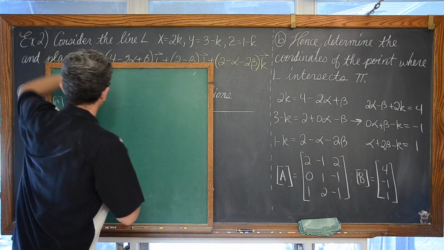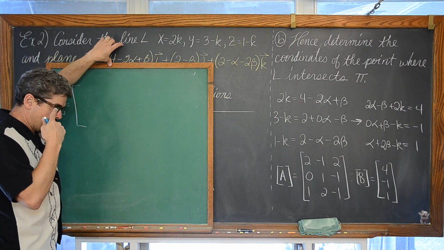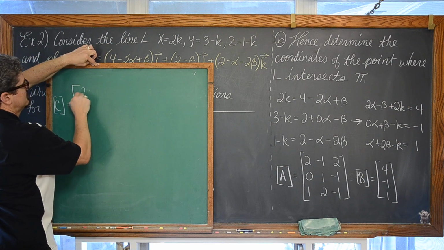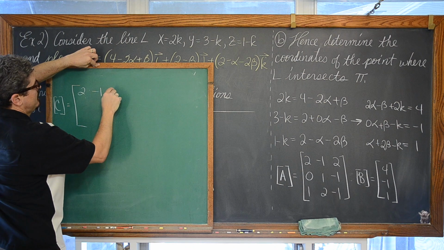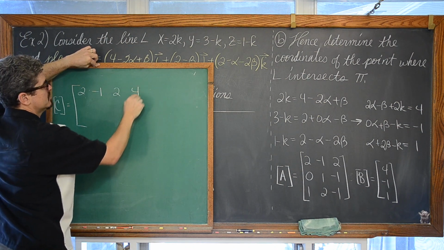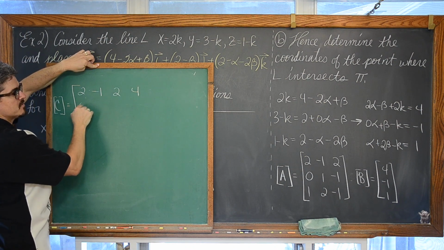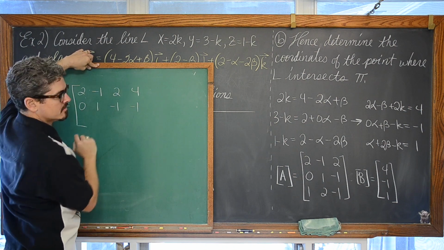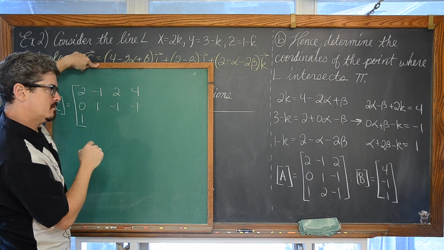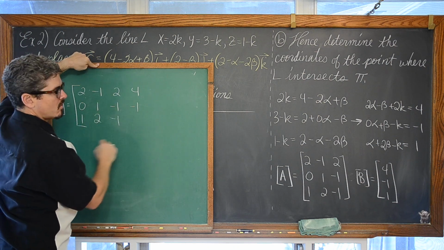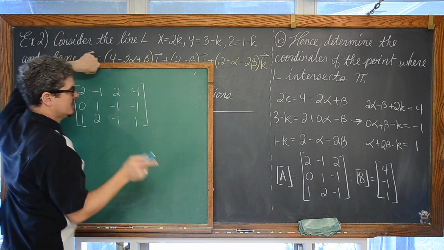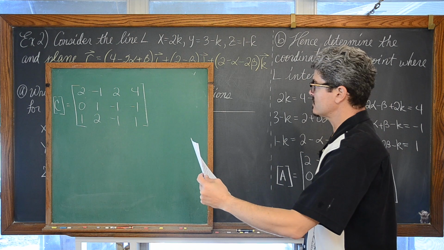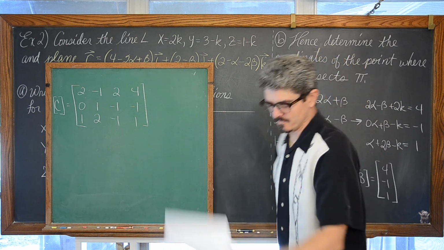There's no way of putting an augmented matrix into your calculator, but you can just go straight across and have our coefficients of alpha, beta, k, and our constant. And then the same with the second row: 0, 1, -1, and -1, and then 1, 2, -1, and 1. And with this in your calculator, let's just check one more time. Here we go, good.